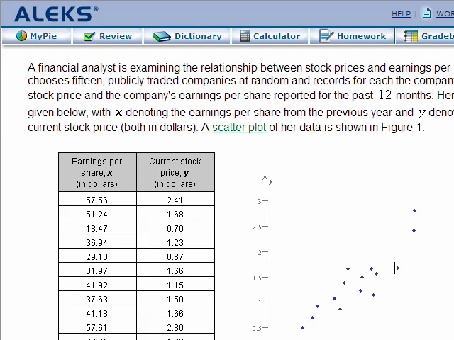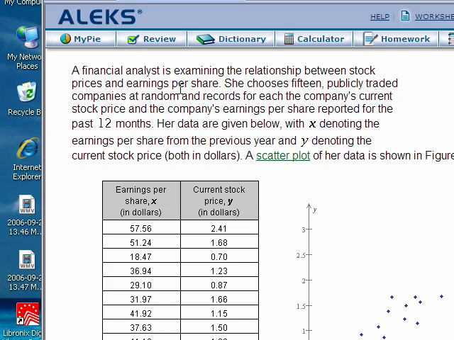I'll now be doing a movie on computing the correlation coefficient. So we have a group of data values here. A financial analyst is examining the relationship between stock prices and earnings per share. She chooses 15 publicly traded companies at random and records for each company the current stock price and the company's earnings per share reported for the past 12 months. Her data are given below, with X denoting the earnings per share from the previous year and Y denoting the current stock price, both in dollars.